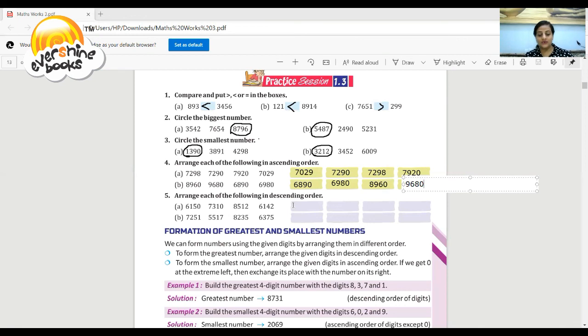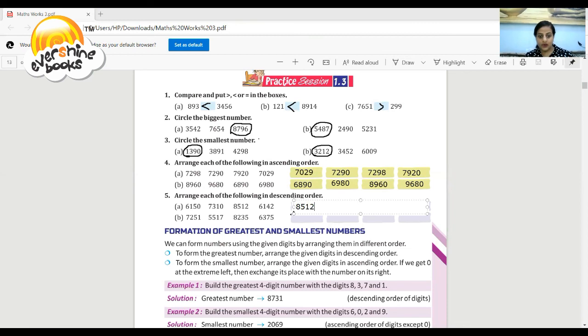Now come to the next point, that is fifth. Arrange each of the following in descending order. Descending order means you have to do it just opposite to ascending order. We have to write the biggest number of all first. So here it is 6,000, 7,000, 8,000, 6,000. So here comes the 8,000 number.